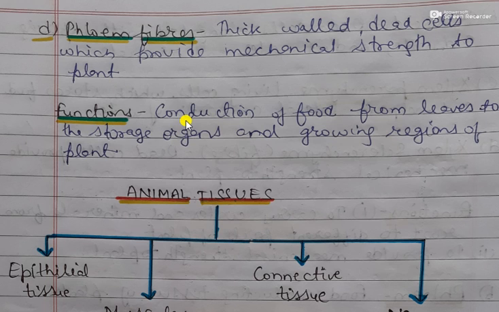Now the function of phloem is to conduct food from leaves to the storage organs and growing regions of the plant. So phloem helps in the conduction of food, whereas xylem helps in the conduction of water and mineral. So students, this was all about the plant tissue.